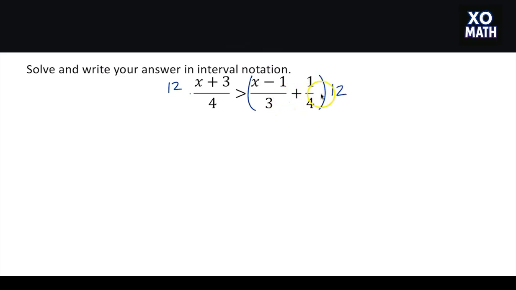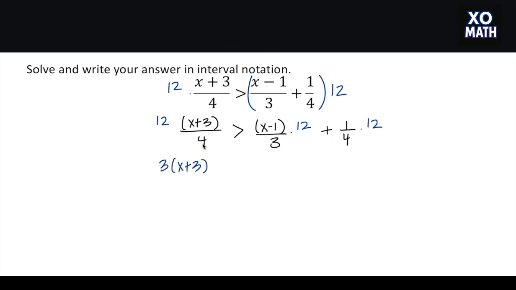Now the right side has two terms, so the 12 is going to distribute to each. So the right side is going to be the quantity x minus 1 over 3 times 12 plus 1/4 times 12. Now let's go ahead and start reducing. So on the far left, 12 divided by 4 is 3. So I'm going to be left with 3 times the quantity x plus 3 is greater than the first term on the right. The 12 divided by 3 is 4. So I'm going to have 4 times the quantity x minus 1. And then plus 1/4 times 12, or 12 divided by 4, is 3.